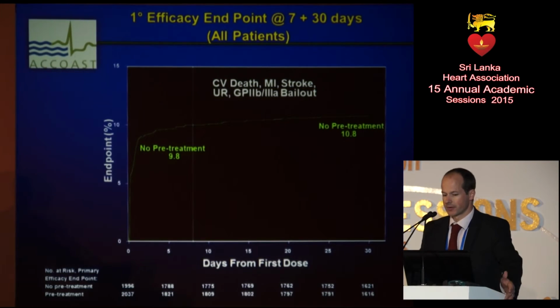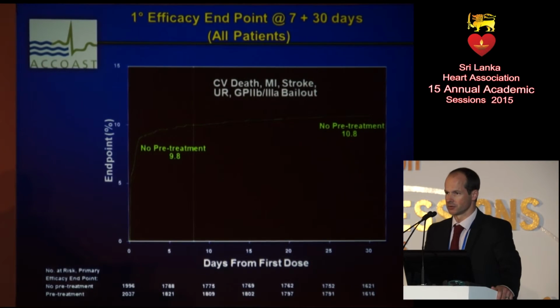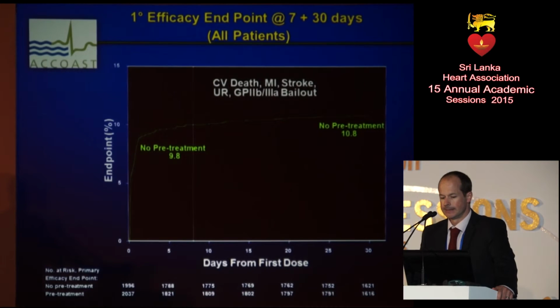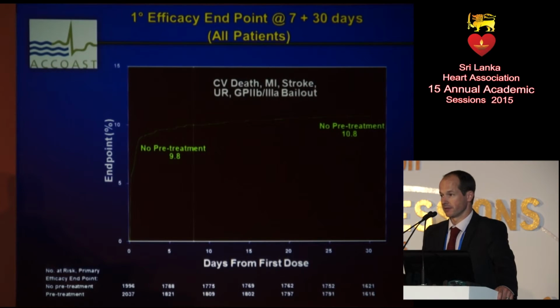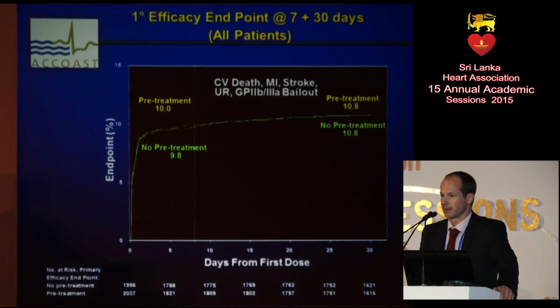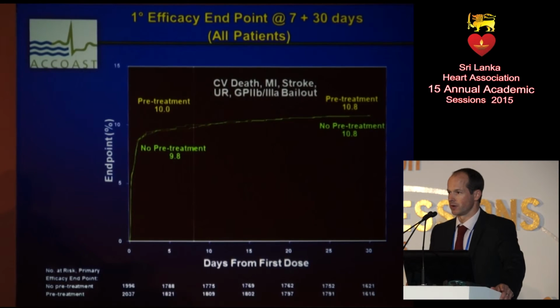This is a primary efficacy endpoint looking at a combined endpoint, not only cardiovascular death, heart attack, strokes, but also unplanned revascularization and bailout use of glycoprotein inhibitors. This is without pre-treatment, so prasugrel 60 milligrams after you've done the angiogram. Literally on the table, they tend to crush it up and give it with a sip of water just before you go on and put your stent in. And that's with pre-treatment. Absolutely no difference in the primary efficacy endpoint.